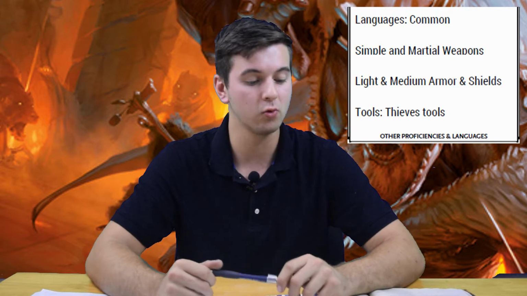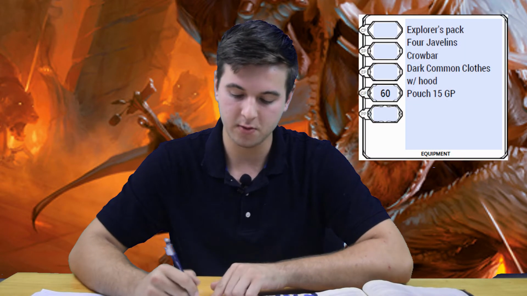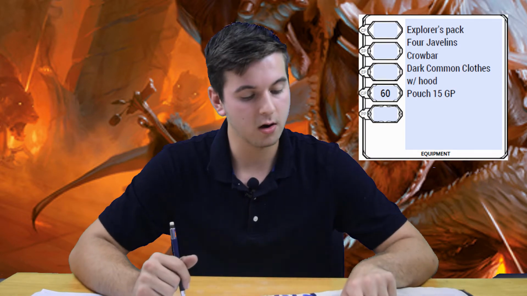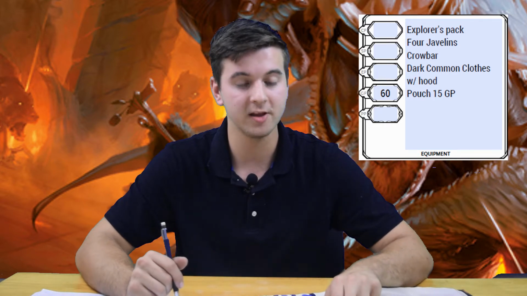It's also going to allow me to become proficient in tools, which is one type of gaming set, and thieves' tools. And then it gives me a little bit more equipment. So at the bottom of my page, in the very bottom middle, I'm going to write a crowbar, a set of dark common clothes, including a hood, and a pouch containing 15 gold pieces.